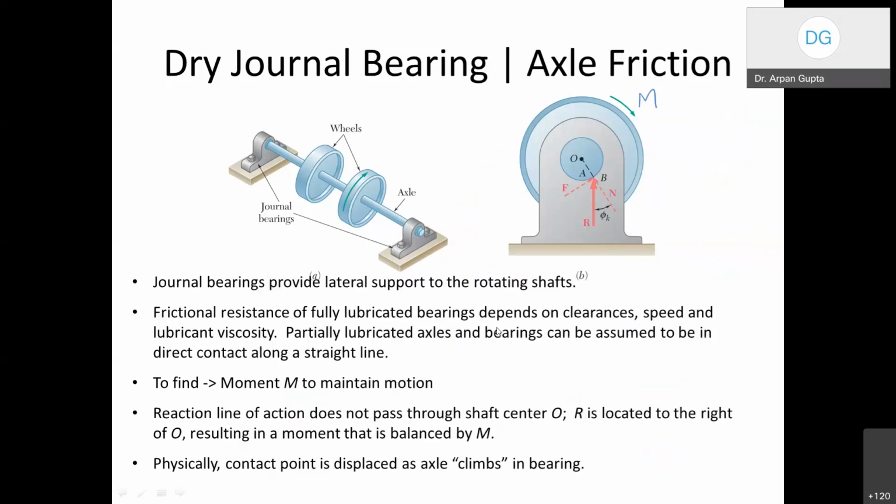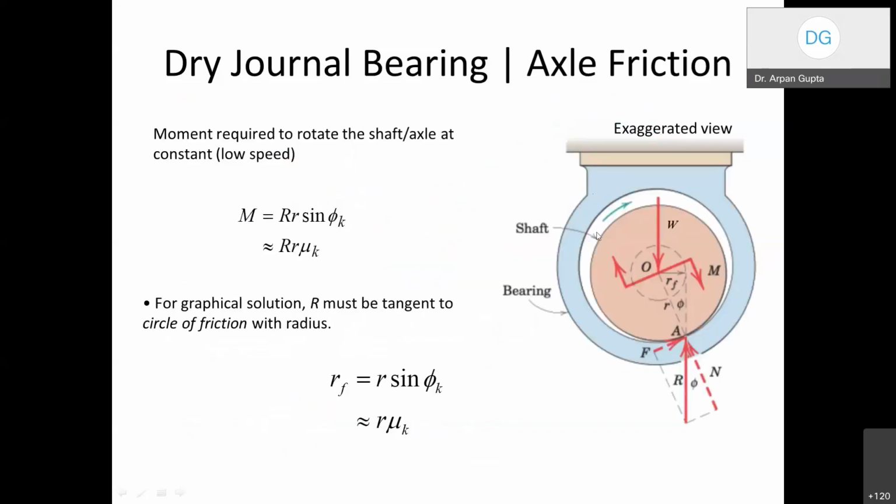Now to calculate the moment, the reaction's line of action does not pass through the shaft center. This we have already seen. Physically, the contact point is displaced as the axle climbs up in the bearing, so the point of contact is now a different point, let's say point P here. Another exaggerated view of the same bearing case is something like this. Here is your bearing casing, and then you have a shaft. And now this point has moved towards the right.